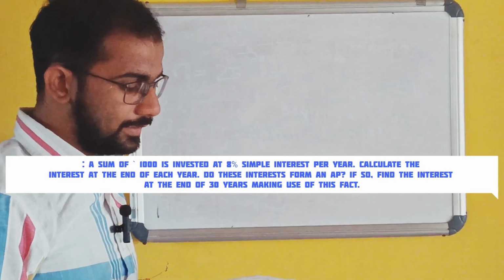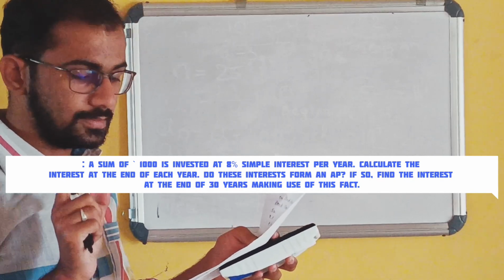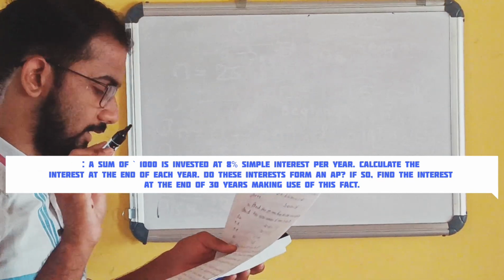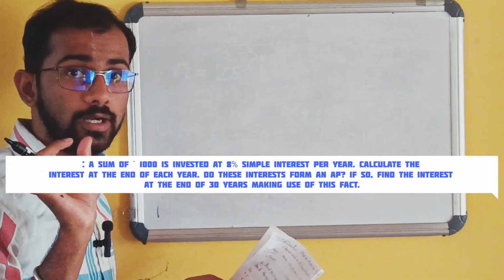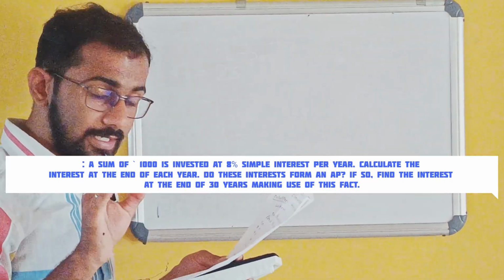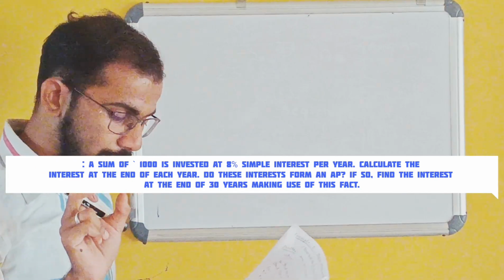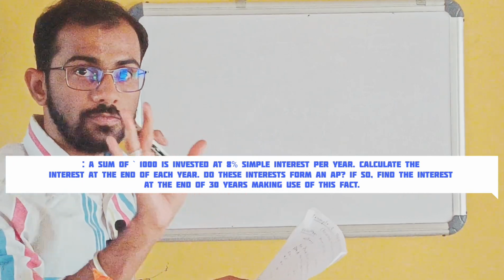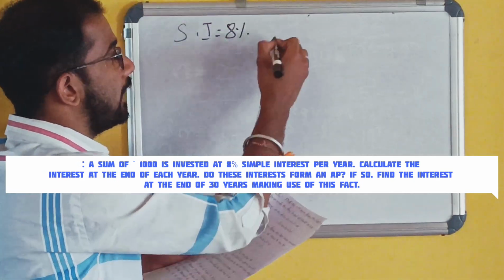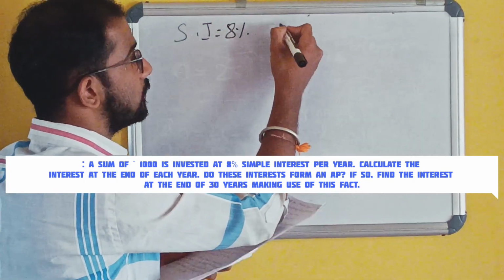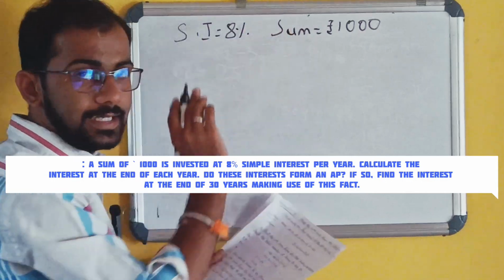Next example is, see here, a sum of 1000 rupees is invested at 8% simple interest. Simple interest is PTR upon 100. This is the formula to find simple interest, per year. This is the first data given in the question. 1000 rupees is invested at 8% simple interest. Simple interest rate is given as 8% and the sum is given as rupees 1000. So this is the data given.